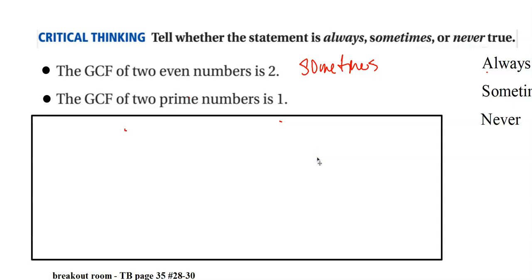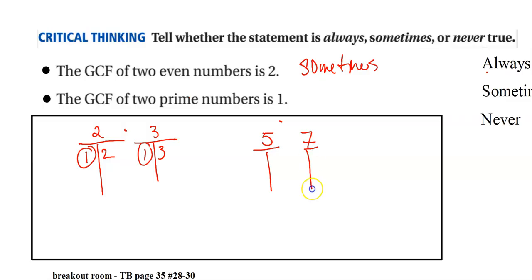Next, how about the greatest common factor of 2 prime numbers is 1? Okay, you know what I do? I start making a list of my prime numbers. So here's 2 and 3. Here's my factor list. What's the greatest common factor? 1. Ooh, what if I test 5 and 7? Make factor lists for those. You see the pattern that's happening? Every time I pick 2 prime numbers, the greatest common factor is always 1. So this one isn't sometimes, it's always.